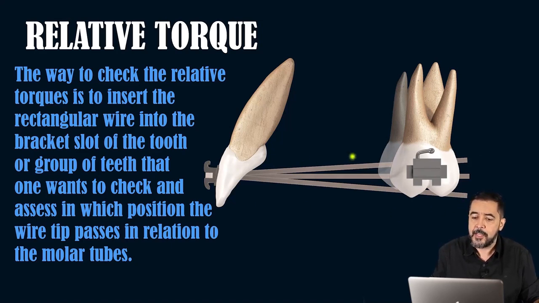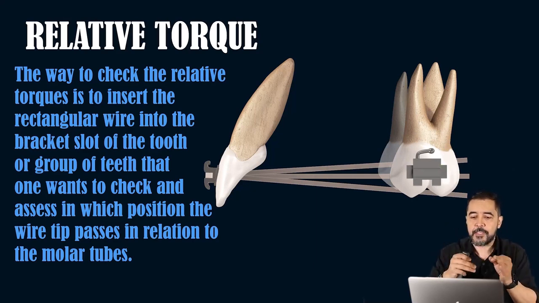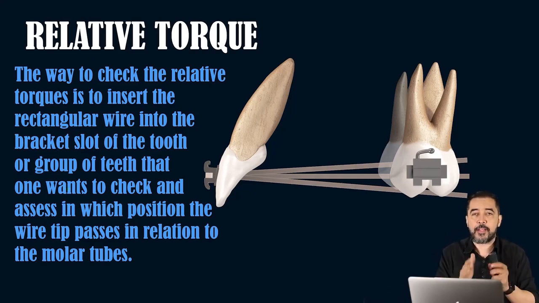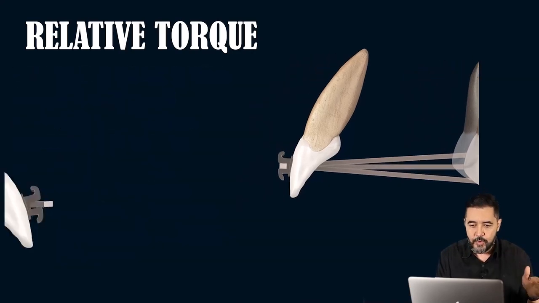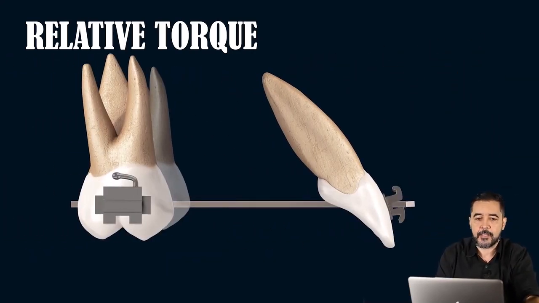It won't be like this. You have to insert it inside the tube. So this is the reference we have when we put it inside the tube. This is the way to assess, the way to evaluate the relative torque. Okay, let's move on, and we are going to understand it in the next slides.